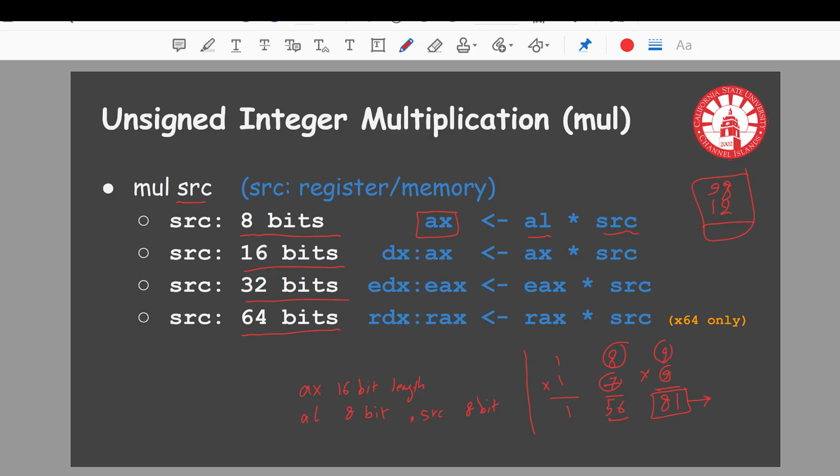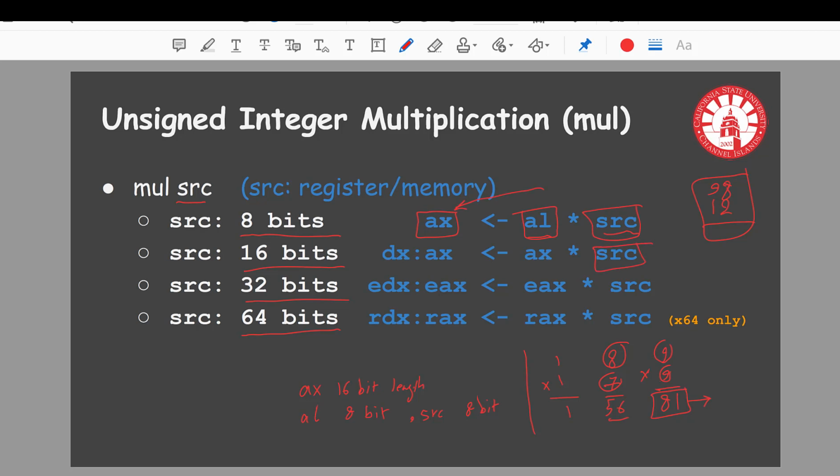Therefore, when we do the multiplication, we have to consider the worst case scenario in terms of bit length or digit length. So for binary, the worst case is that we consider the bit length as much as the summation of each bit length for each argument. For example, here, AL is 8-bit, then source is 8-bit, then the result is going to be 16-bit.